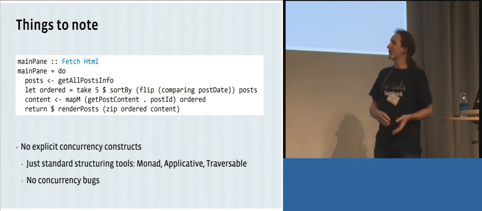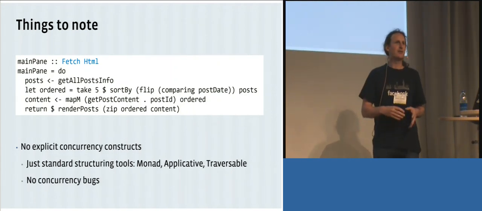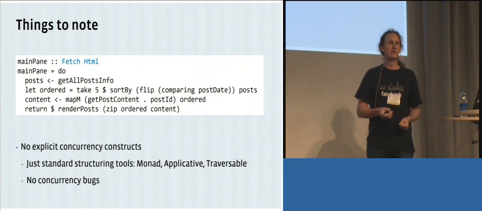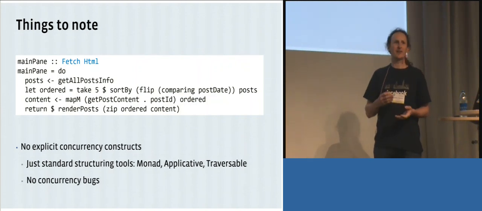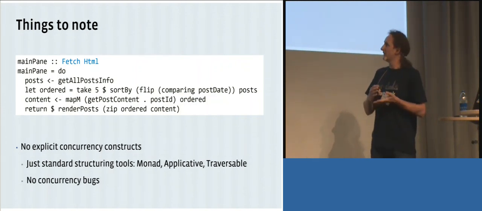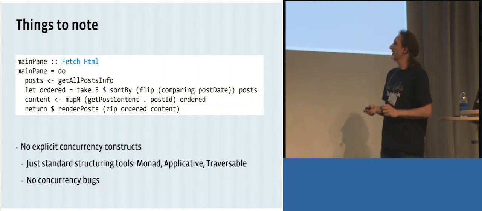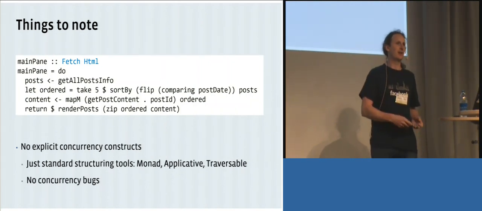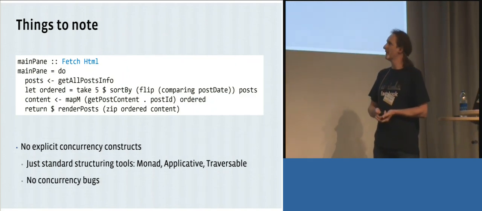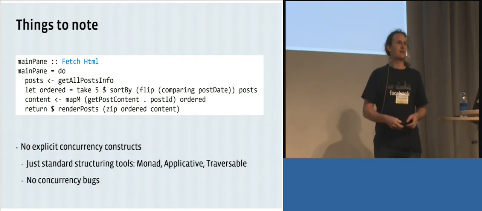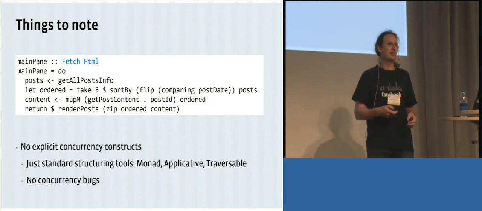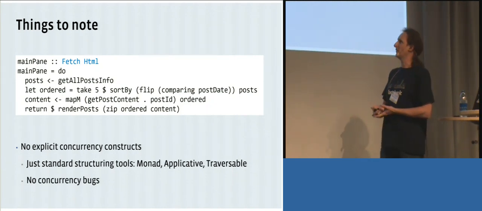So you're probably looking at this and thinking, where's the concurrency? All right, it doesn't look like there's any concurrency there. And the concurrency is implicit in the structure of the code. Right, you don't have to use any specific concurrency functions or tools. You just use monad and applicative and the tools that you're used to. And at the same time, there's no concurrency bugs, right? Because you haven't had to say anything about the concurrency, so you don't have the opportunity to get it wrong.